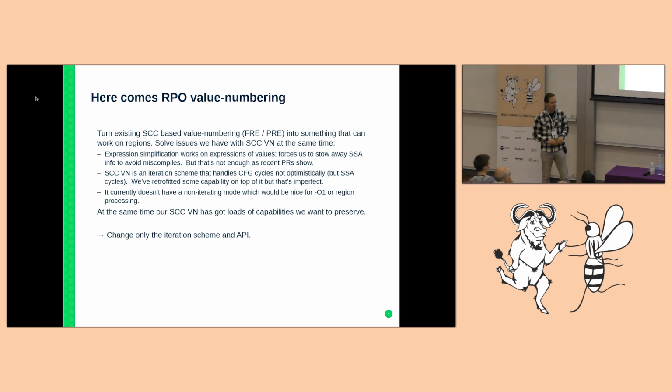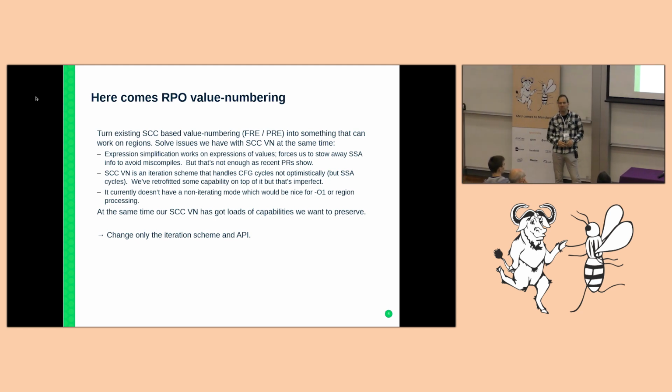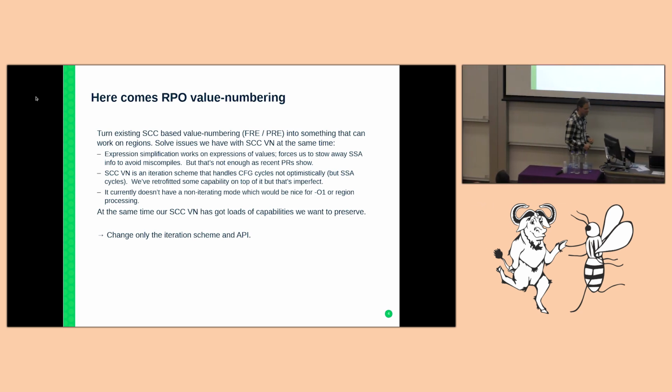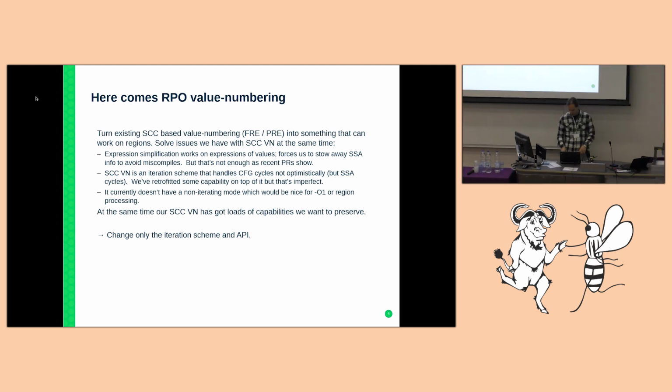So, yeah, I didn't really want to rewrite the whole value numbering. So I decided to just focus on changing the iteration scheme, and I left all the hash table handling and the expression simplification code in place, and just changed the iteration scheme from visiting SCCs of SSA names to one that does basically an RPO walk of the CFG and iterates on that.